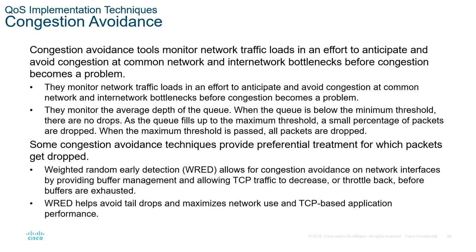They will monitor the average depth of the queues in use, and when the queues are below the minimum threshold, they start dropping packets. As these queues fill up to the maximum threshold, a small percentage of packets will be dropped. They can filter all of this before the packets reach that device. They do that through WRED. This will allow for the congestion avoidance function to kick in. WRED helps avoid tail drops, maximize network performance, and improve the performance of TCP-based applications.